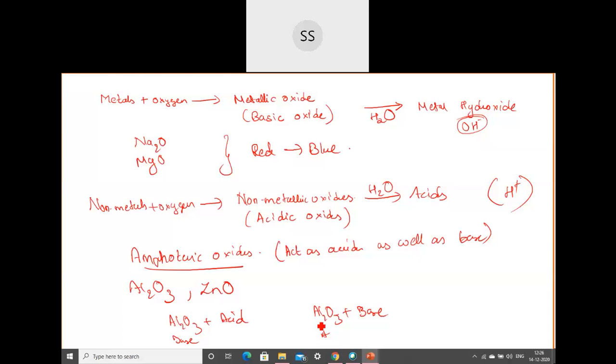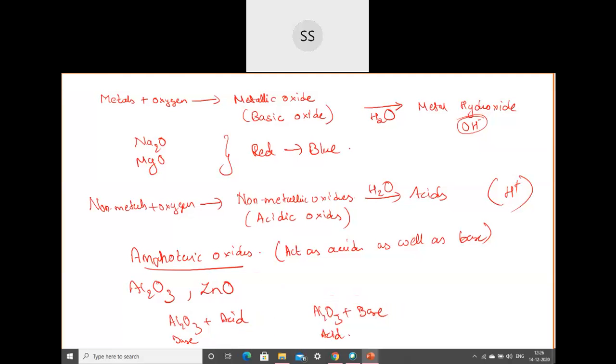Yes, very good. It depends on whose company they are in. Depending on that, they change their behavior. They get adjusted to a different behavior. In the presence of acid, they are base. In the presence of base, they are acid. Those are amphoteric oxides.